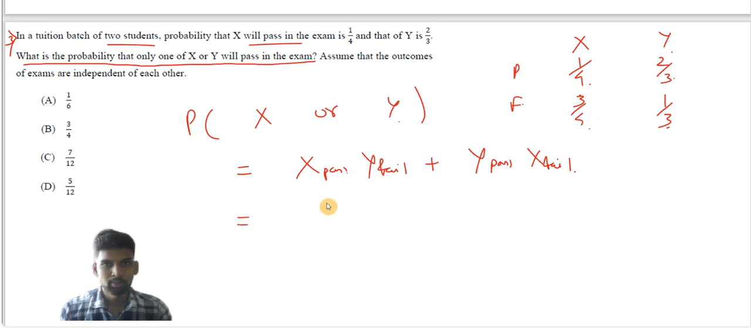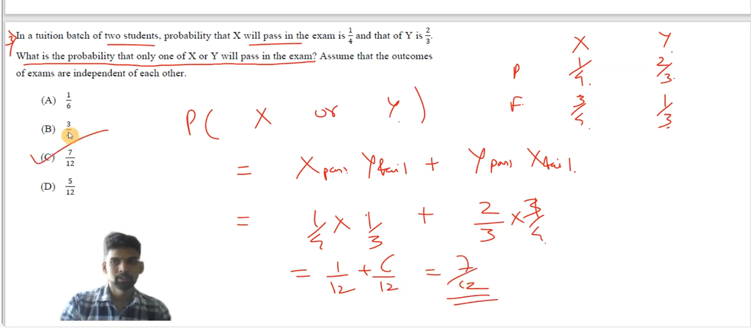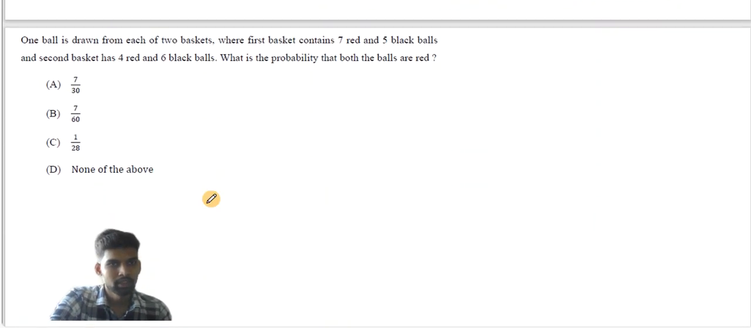So X passing probability is nothing but 1 by 4, and Y failing is 1 by 3. Similarly, Y passing is 2 by 3, and X failing is 3 by 4. So it is 1 by 12 plus 6 by 12. It is 7 by 12. So C is the correct answer. Then next question.